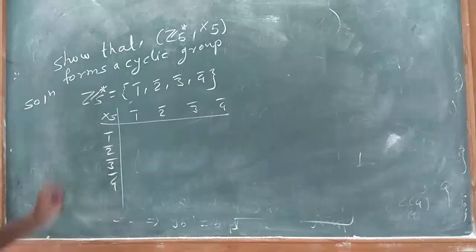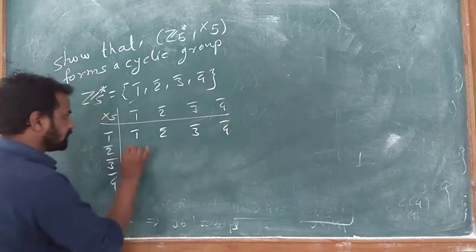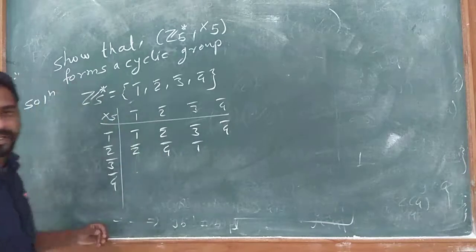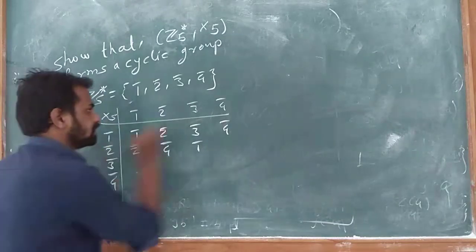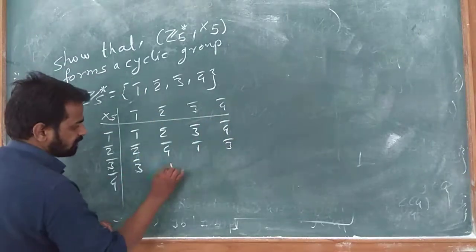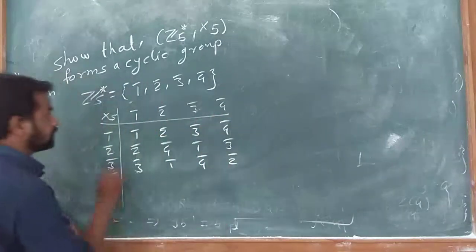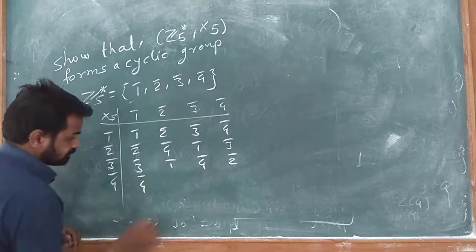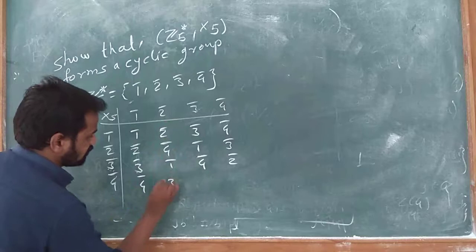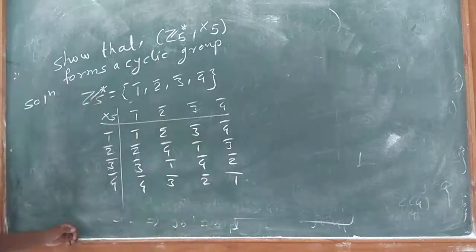Multiplication modulo 5 on 1 bar, 2 bar, 3 bar, and 4 bar. Here we multiply each with the others. 2 bar into 3 bar is 6 bar, means 1 bar, because in multiplication modulo 5, 6 is 1. Next, 3 bar into 2 bar is 6 bar, means 1 bar, 9 bar means 4 bar, 12 bar means 2 bar. Next, 4 bar into 1 bar is 4 bar, 4 bar into 2 bar is 8 bar, 8 bar means 3 bar, then 2 bar and 1 bar.